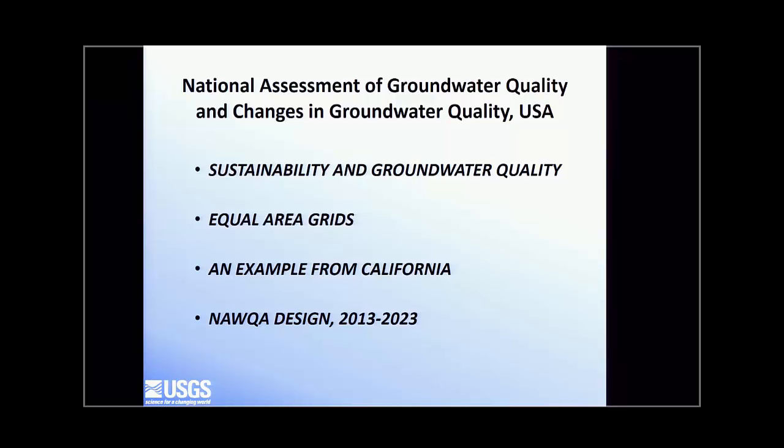When I was asked to participate, I'm one of those people who works technically and doesn't spend a lot of time thinking about sustainability. I want to spend a fair amount of time on a concept about equal area grids and try to develop some intuition for you so that you have a better understanding of how we're trying to make some assessments. I'll give you one small example from California. Perhaps you'll find it surprising, perhaps not. And then I'll focus on what it is the USGS will be doing over the 10-year time frame, 2013 to 2023.